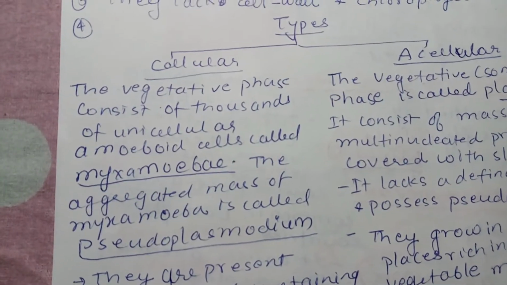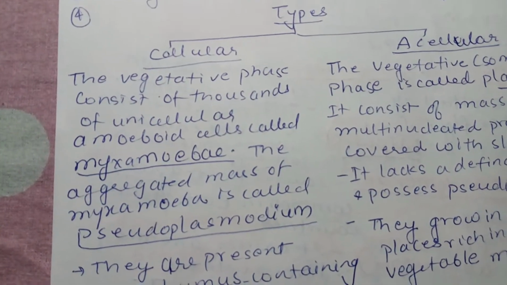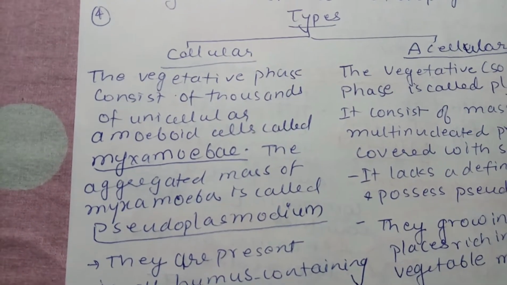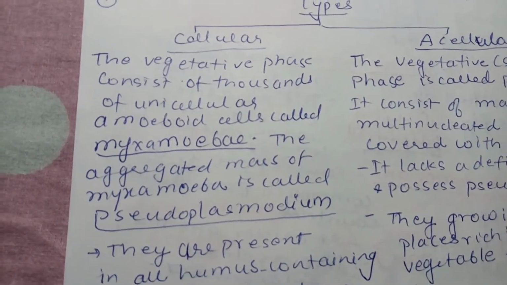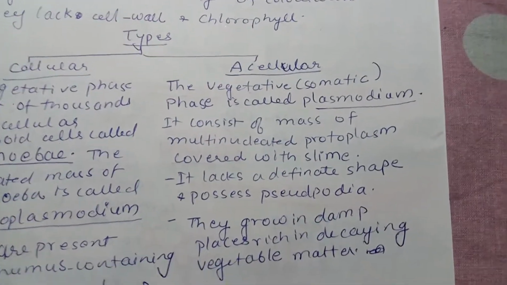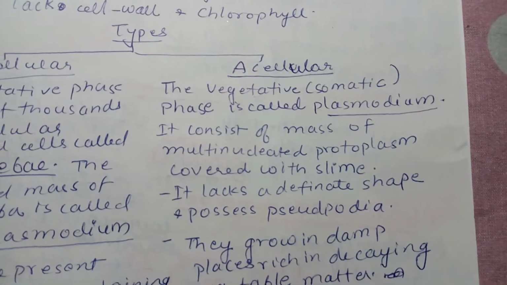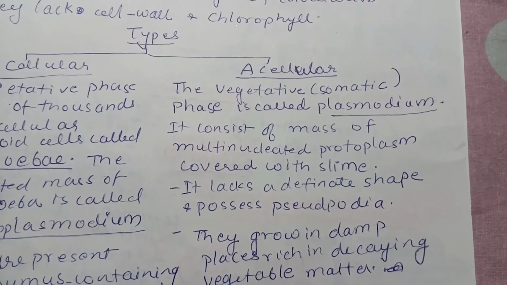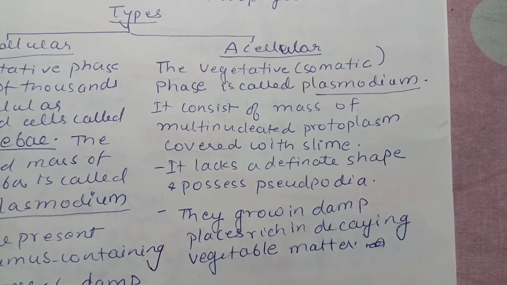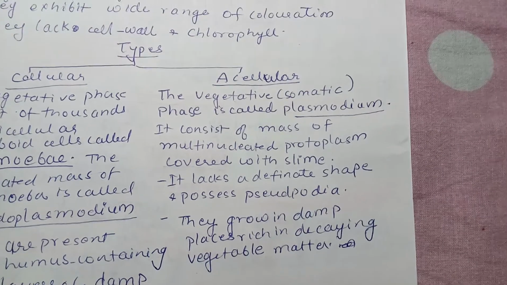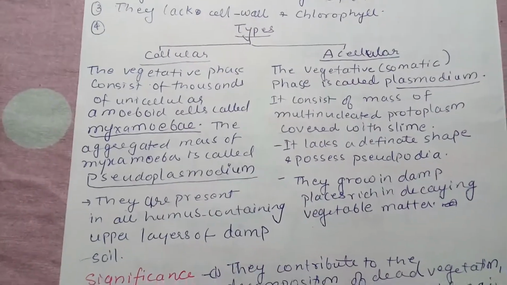Cellular, the vegetative phase consists of thousands of unicellular amoeboid cells called myxamoeba. The aggregate mass of myxamoeba is called pseudoplasmodium. Acellular type, the vegetative or somatic phase is called plasmodium. It consists of a mass of multinucleated protoplasm covered with slime. It lacks a definite shape and possesses pseudopodia.